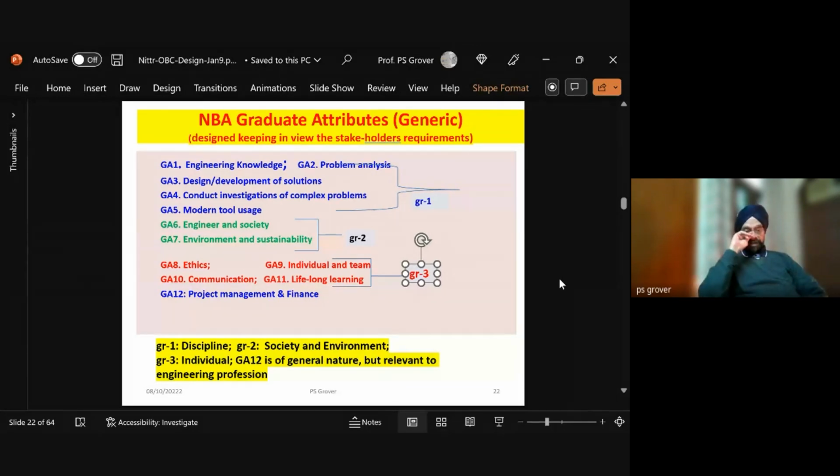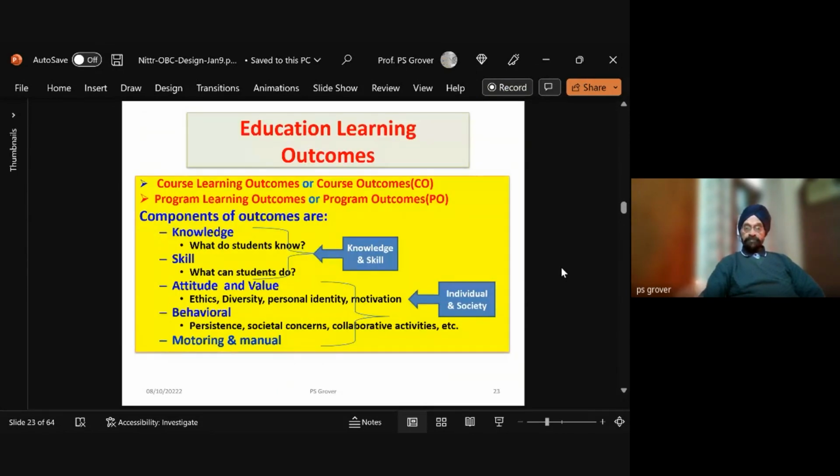management finance. Because it's concerning engineering, it's important, so they have included this also. So group GR1 is discipline, GR2 is society and environment, GR3 is individual, is general but relevant to the engineering profession. Now please see here, I want my student to imbibe these qualities. I can teach them when they are students, and that is possible with the help of curriculum. So educational learning outcomes, when I design for the course, I need to understand what are the course learning outcomes, what are the program learning outcomes.